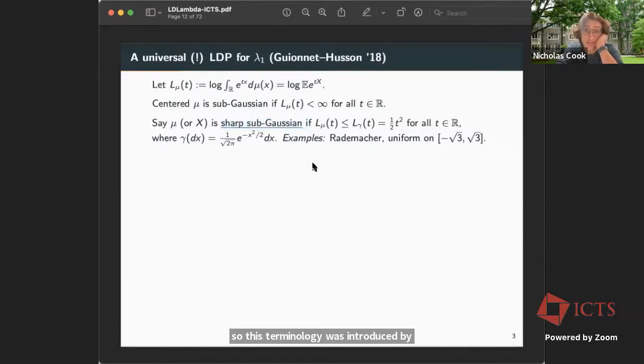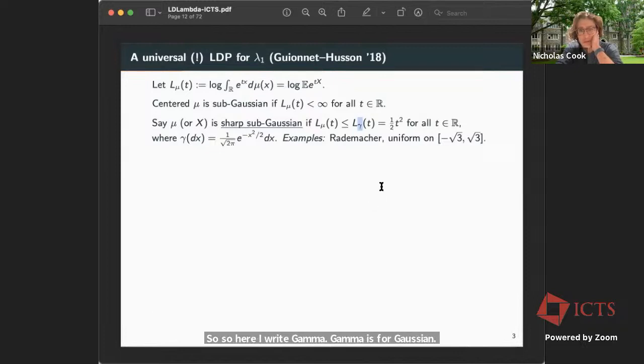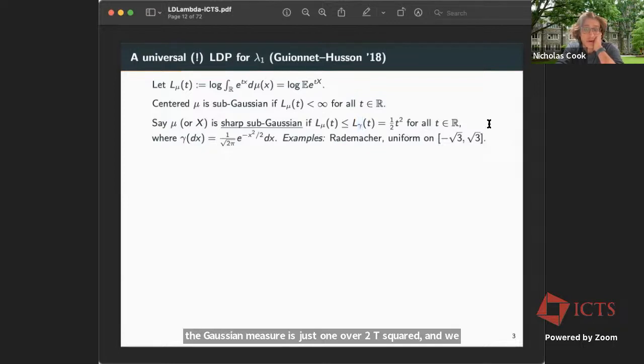A stronger condition is that mu be sharp sub-Gaussian, and by this we mean that the Laplace transform is bounded pointwise by that of the Gaussian. Here I write gamma, for the Gaussian measure. The log Laplace transform for the Gaussian measure is just 1/2 t squared. And we say mu is sharp sub-Gaussian if we have this pointwise bound.